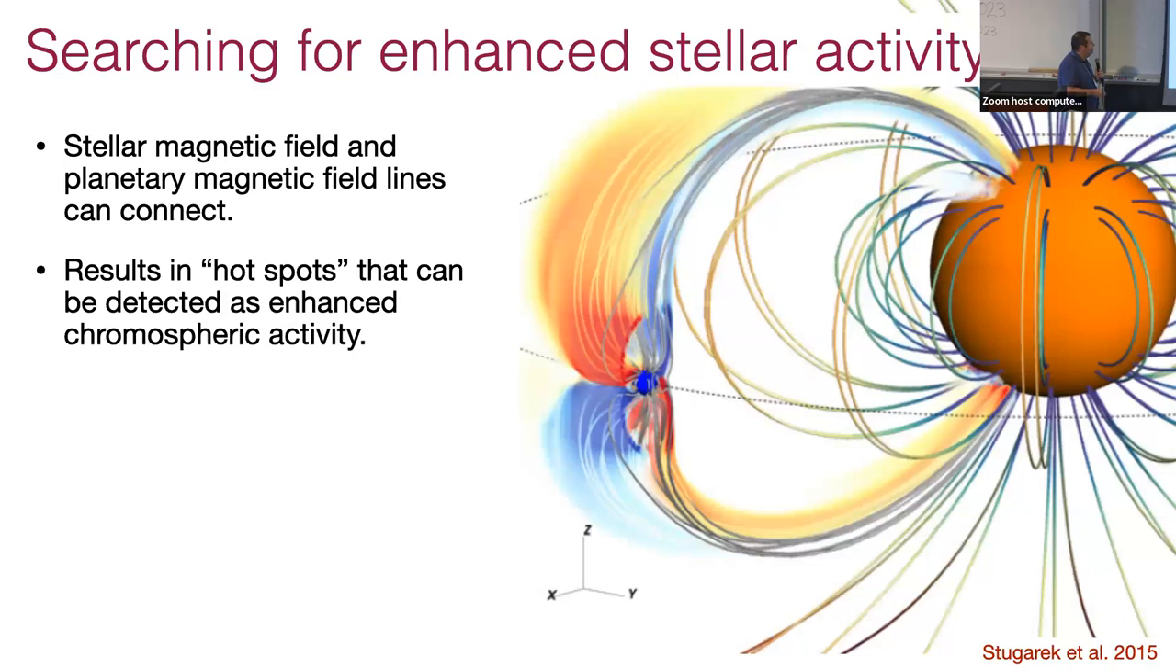Here is a dynamo simulation from Antoine Strugarek's work. You can see the star has its big dipolar magnetic field, and he's embedded a hot Jupiter that has its own magnetic field. These fields interact, and there are reconnection events that occur. If the planet is close enough to the star, magnetic information can actually flow back from the planet to the surface of the star. You see this foot point up here. This is the location of the field line that connects the planet to the star. We believe that would induce a hot spot on the surface of the star, this enhanced chromospheric activity.